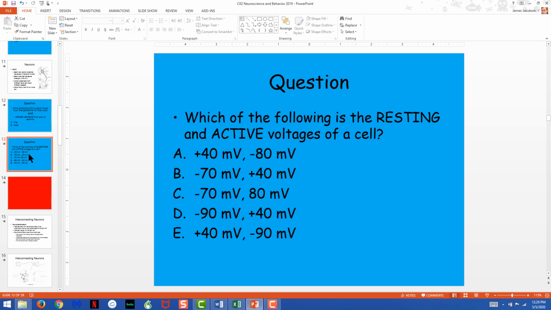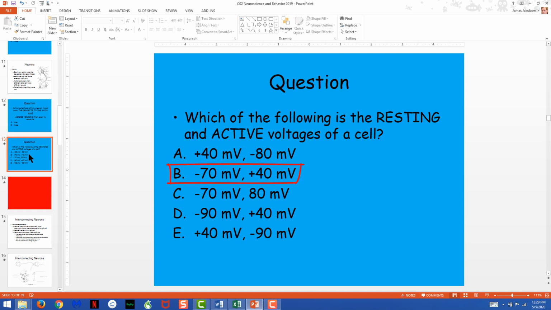The next question I have for you is this one. Which of the following is the resting and active voltages of a cell? Well, I know in this case I did not tell you anything about the resting voltage of a cell. Hopefully, you've already checked the textbook. The correct answer there is B, minus 70 millivolts and positive 40 millivolts.